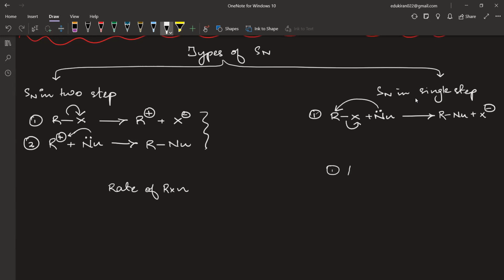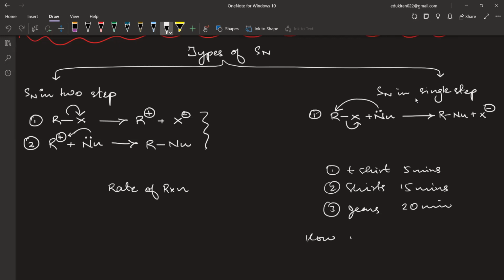If you have, let us say, a T-shirt, and if you have to dry it, it takes, let us say, 5 minutes. A shirt takes, let us say, 15 minutes. And then you have jeans, which take 20 minutes. Tell me how much time will it require to dry it all?